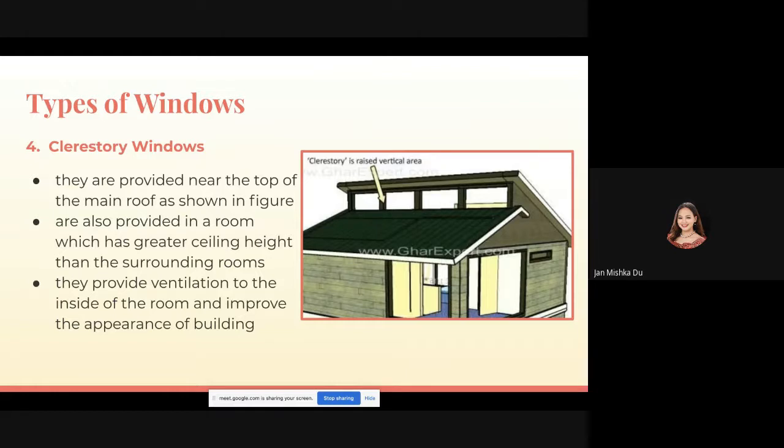The fourth type is the clerestory window, and they are provided near the top of the main roof as shown in the picture. They are also provided in a room which has greater ceiling height than the surrounding rooms. And they provide ventilation to the inside of the room and improve the appearance of a building. Next, please.